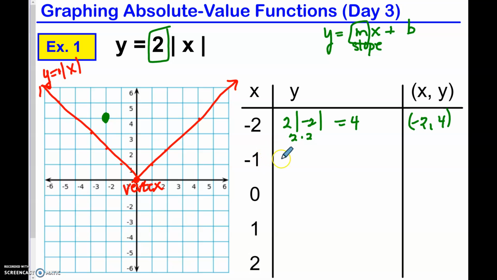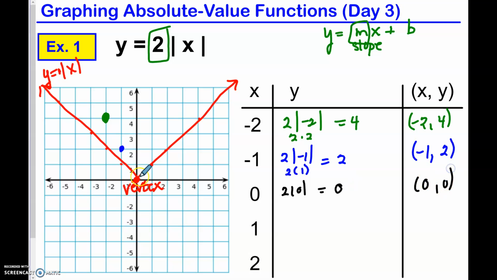We're plugging in a -1. So we have 2 times the absolute value of -1. The absolute value of -1 is 1. So 2 times 1 is 2. So we plugged in a -1 for x, and what came out was a 2 for y. So we go -1, up 2. Now let's plug in 0. So you have 2 times the absolute value of 0. Well, 2 times 0 is 0. So we have the ordered pair 0, 0. So we're right here at that same point, 0, 0.